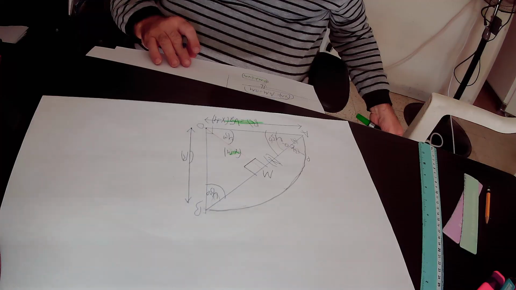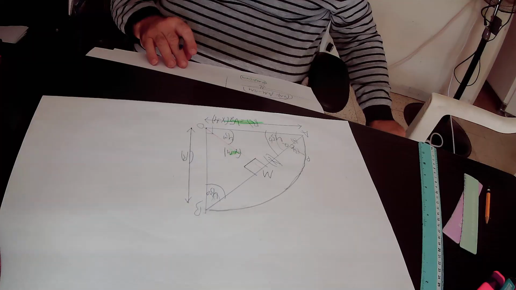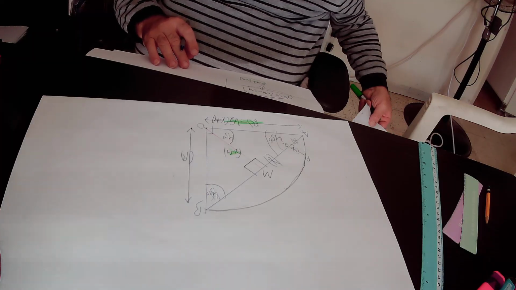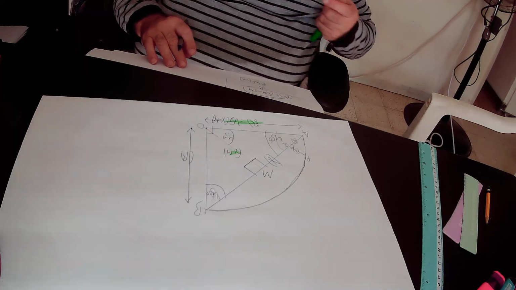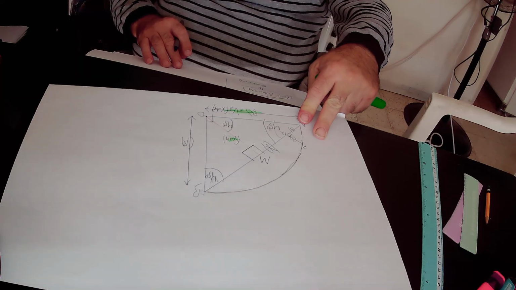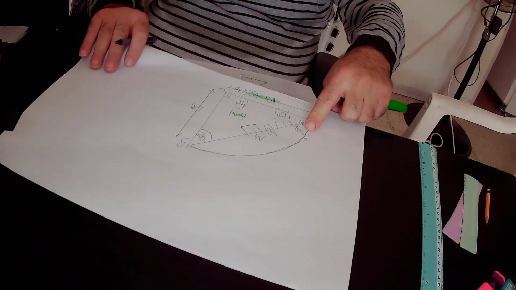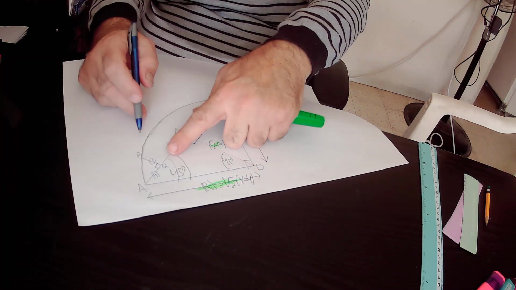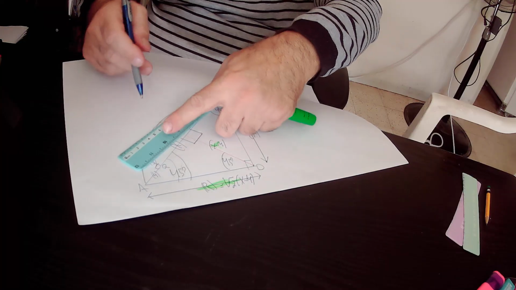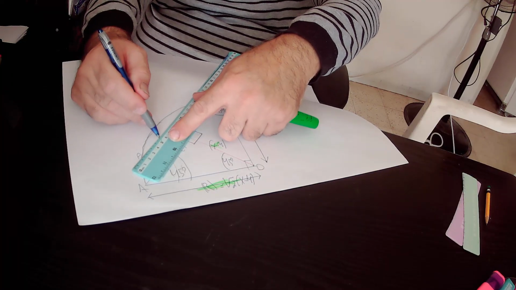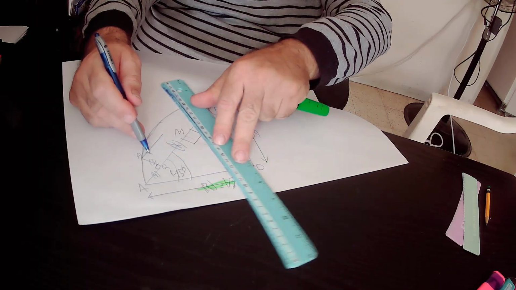In the next step, we will do another construction. That is to say, we will draw a perpendicular on line PQ at point P. So actually, this angle equals 90 degrees according to the construction.